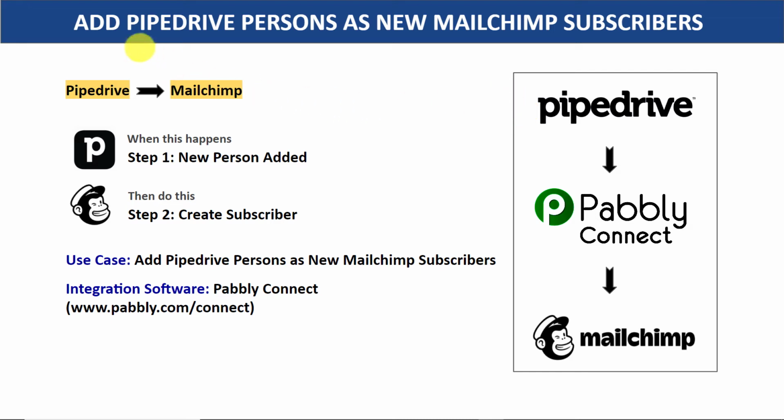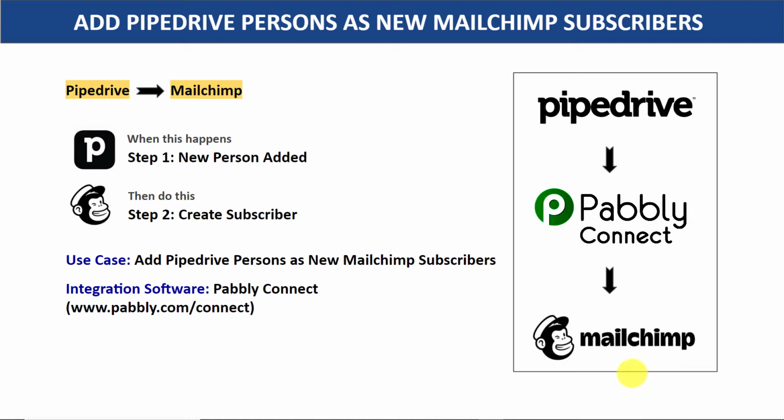Hello everyone. In this video we will learn how to add Pipedrive persons as new Mailchimp subscribers. Imagine you have created a new person called John in Pipedrive. You have John's name, email address, phone number and all those details. Your idea is that you want to add John as a subscriber in Mailchimp, maybe to send him a confirmation email or product related messages in the future.